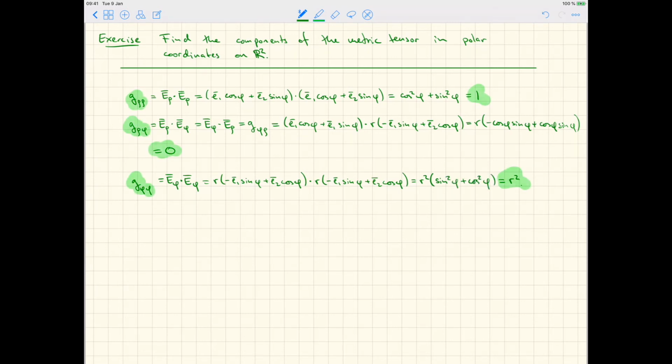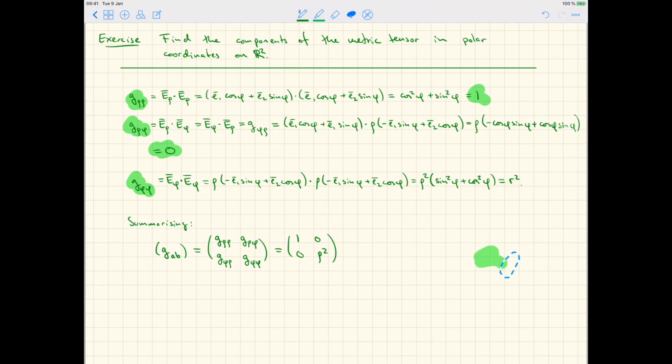squared. Summarizing, if we represent the components of the metric in matrix form, that is to say, we put the components as g ρ ρ, g ρ phi, g phi ρ, and g phi phi, this matrix is equal to 1, 0, 0, ρ squared. Please note that all the r's that we wrote before should actually be ρ's.